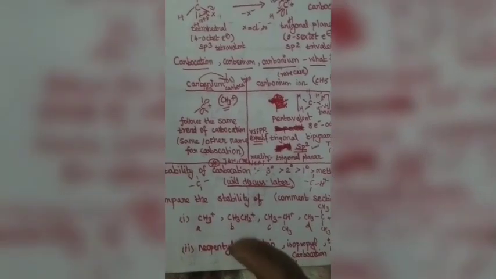And I am giving neopentyl carbocation, isopropyl carbocation, and tertiary butyl carbocation. Among these 3, which is more stable? Give the order as A, B, C for 1 and 2. Try this. We will post a later video about stability, and more examples will be given in that video.